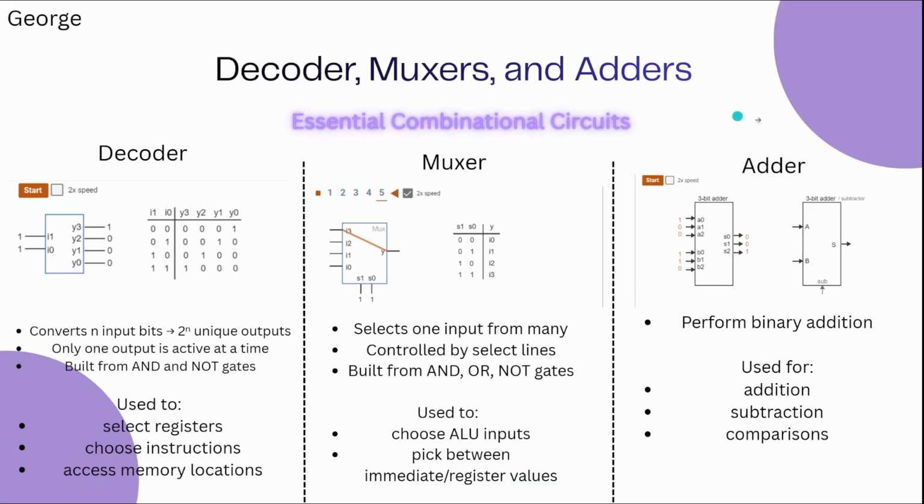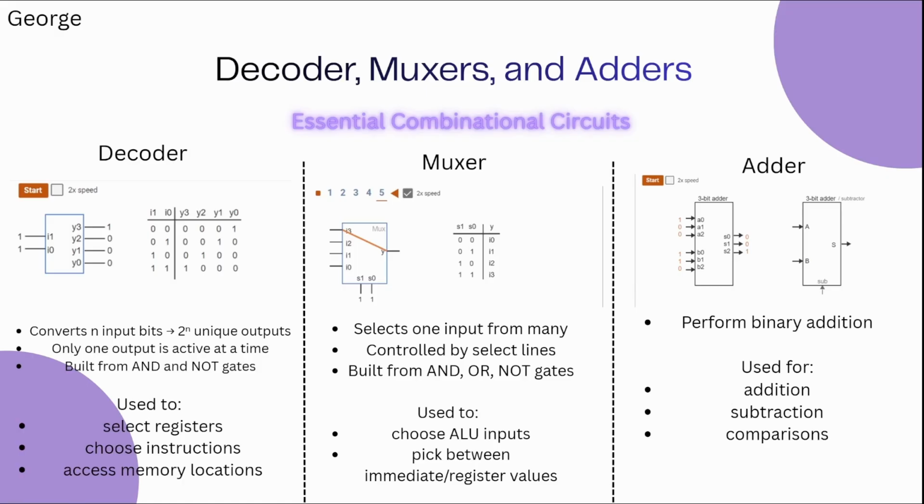And lastly, we have the adder. The adder pretty much performs binary addition, and these are the circuits that let the CPU do math. A half adder adds 2 bits, while a full adder adds 2 bits plus a carry in. All adders are built from XOR and OR gates. So to add a 32-bit number, the CPU chains 32 full adders together, forming the ALU's main adder circuit.